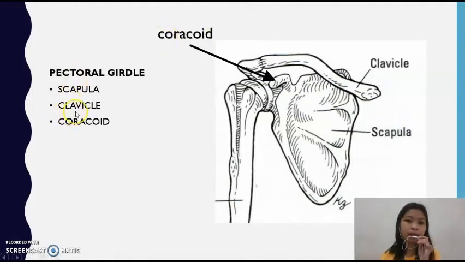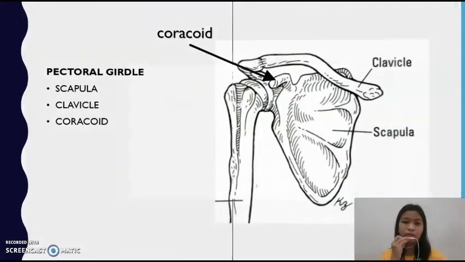We also have the clavicle. So, yung collarbone na pinagmamalaki ng iba dyan. Ayan. So, yung collarbone lang daw ang labanan. And the coracoid. So, the coracoid is ito yun, yung maliit na yan. Ayan. So, it is the extension siya ng scapula natin. So, again, we have 3 parts for the pectoral girdle. We have the scapula, clavicle, and the coracoid.